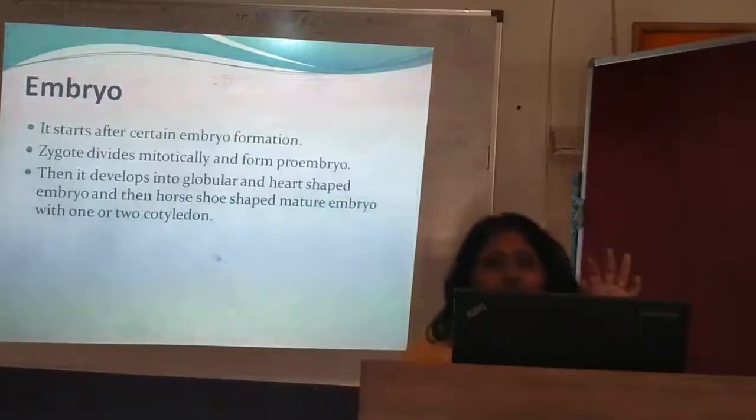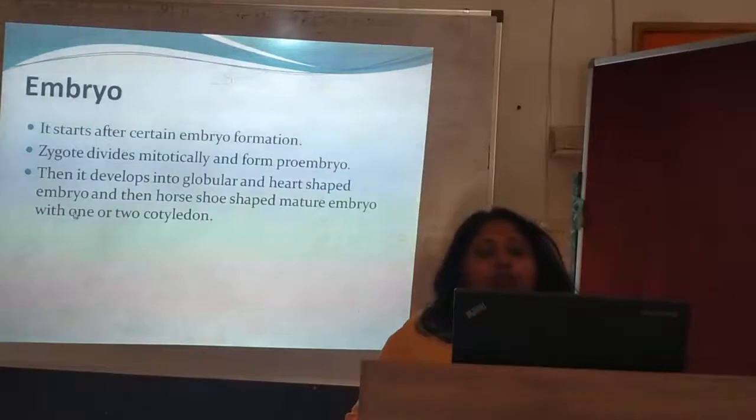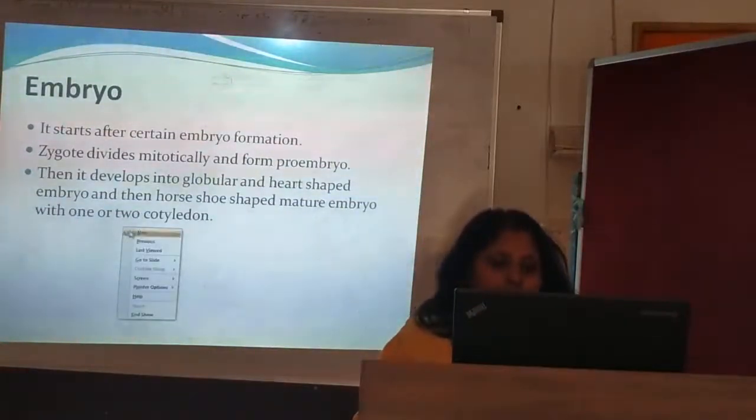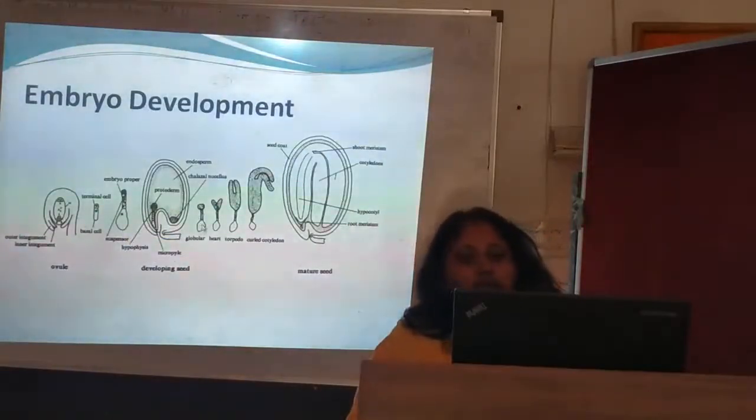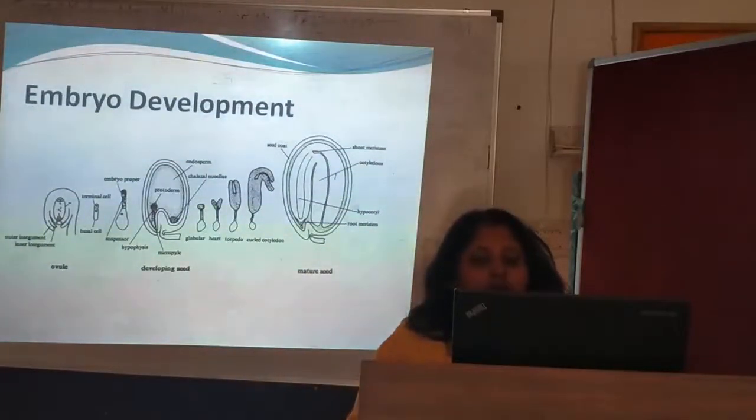A mature embryo will have one cotyledon or it could have two cotyledons. So see here with the previous one, this is a globular shape, this is somewhat a heart shape, then torpedo, the cotyledon is curved, and this is the formation of the mature seed.